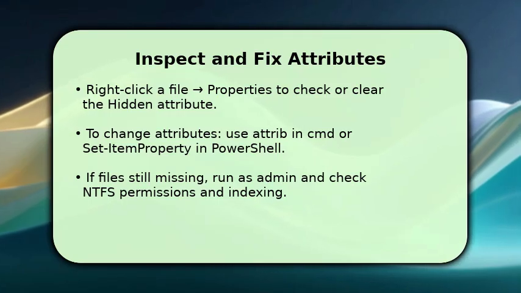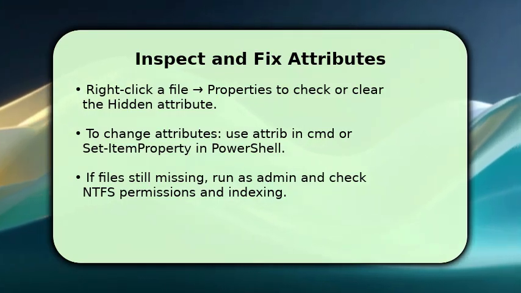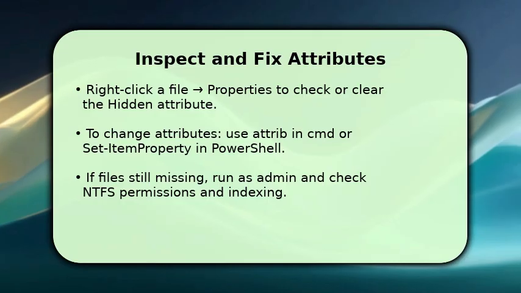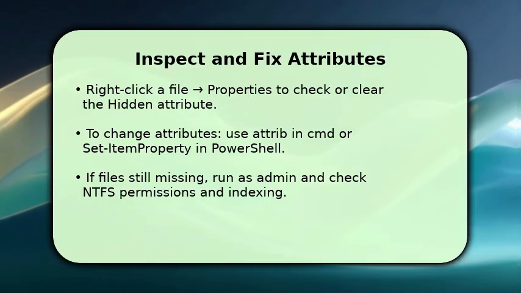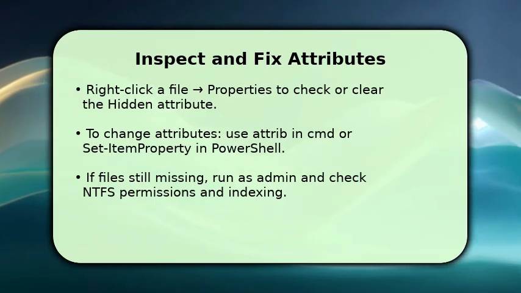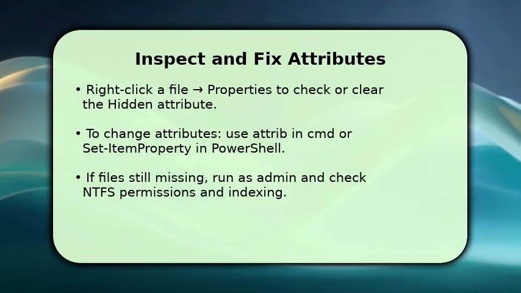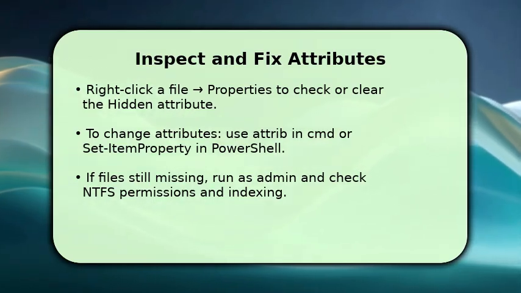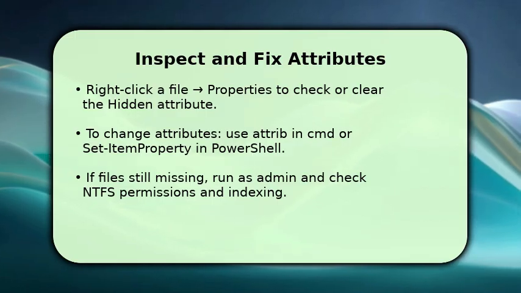Now finish by confirming file state. Right-click any suspicious file and choose Properties to inspect the hidden attribute, and uncheck it if you need the file visible. If you must change many files, use attrib from an elevated command prompt or Set-ItemProperty with Get-ChildItem in PowerShell to adjust attributes in bulk.